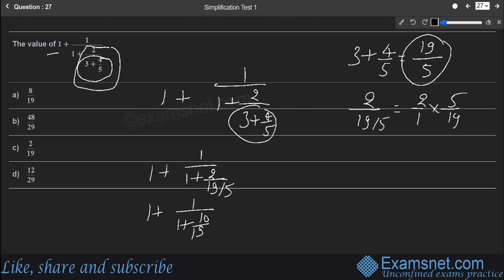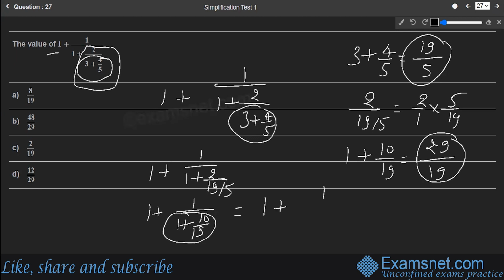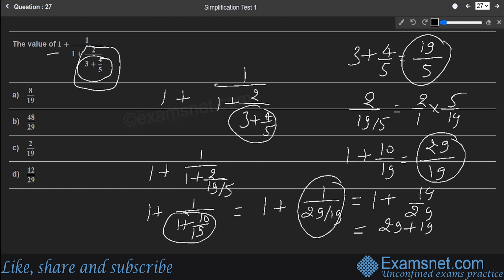Now let us try to solve this. 1 plus 10 over 19. How can we solve this? Taking the LCM 19, 19 plus 10 is going to be 29 by 19. So we can replace this. The ultimate expression becomes 1 plus 1 over 29 by 19. Now 1 plus 1 over 29 by 19 is nothing but 1 plus 19 by 29, inverted. If we solve it, this is going to be 29 plus 19 by 29, which is 48 by 29. So that is the real answer, 48 by 29.